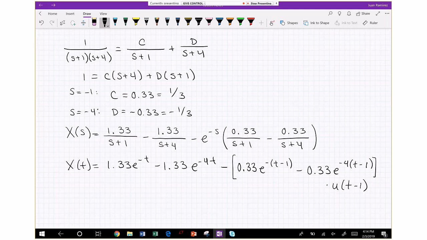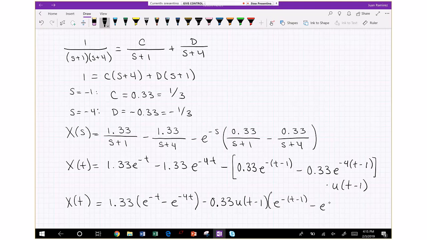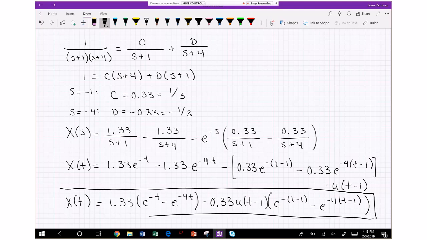So let's rewrite that for simplicity. You can factor out the 1.33 value. And then we can factor out the 0.33 u of t minus 1. And that is the time domain signal associated with that S domain signal.